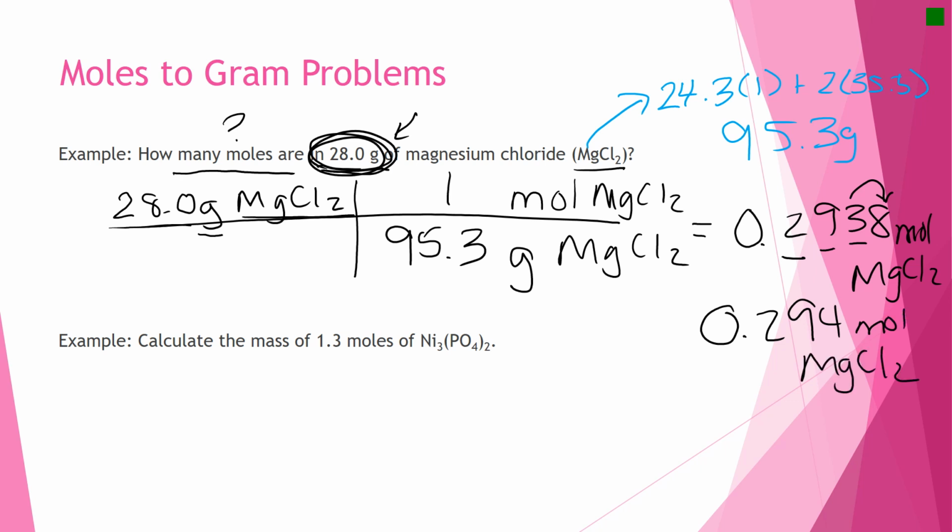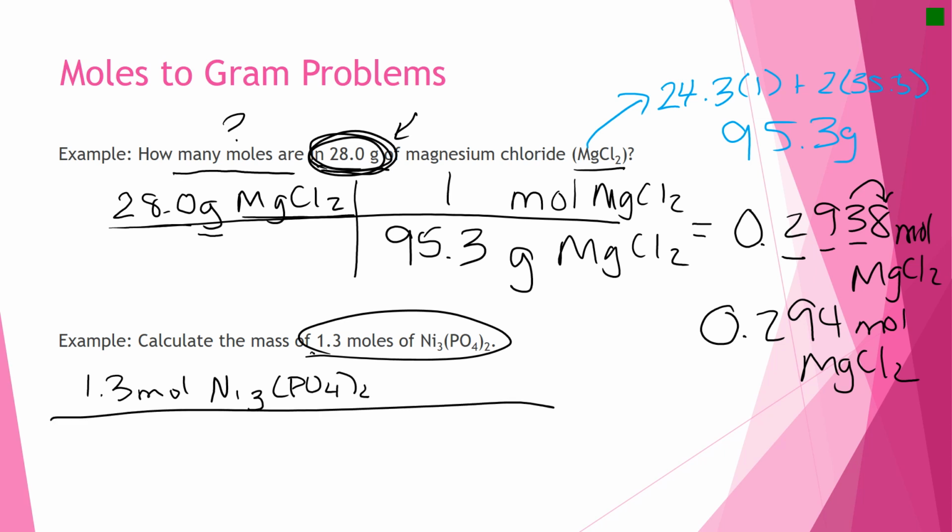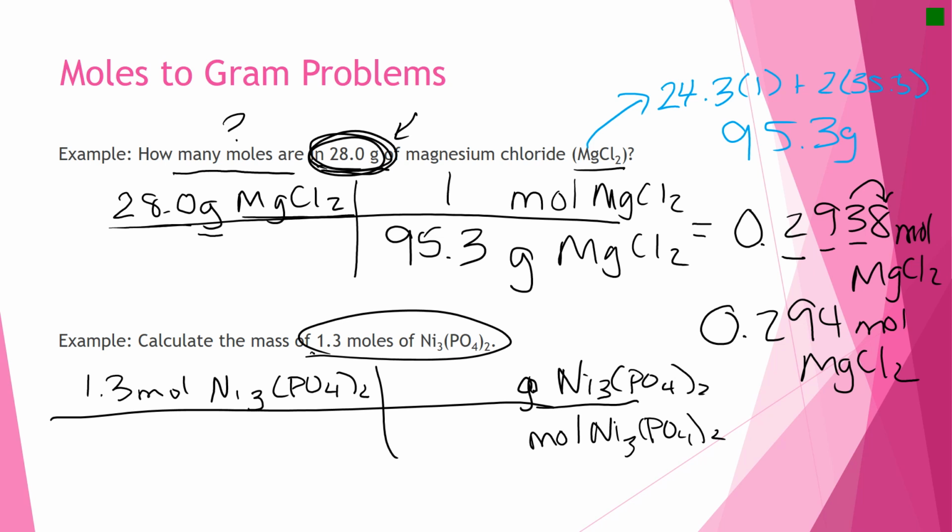Okay, now I want to calculate the mass of 1.3 moles of nickel phosphate. Okay, so this is my number I'm going to start with, 1.3 moles of Ni3(PO4)2. Moles has to go on the bottom. Remember to write whatever substance you're talking about, so Ni3(PO4)2. And I can go directly to grams, so I'm going to put Ni3(PO4)2. Now I need to figure out the molar mass of nickel phosphate.